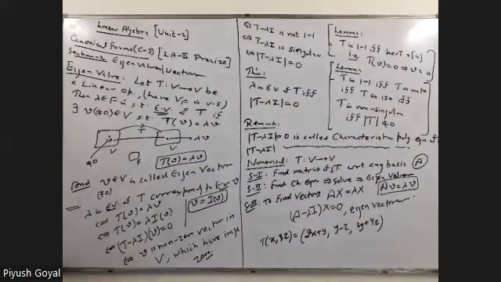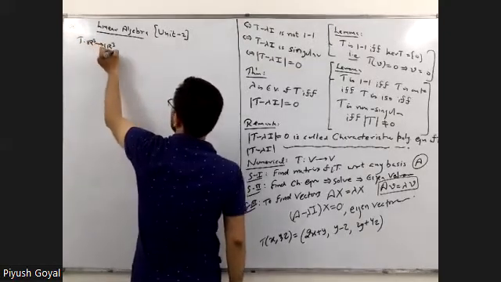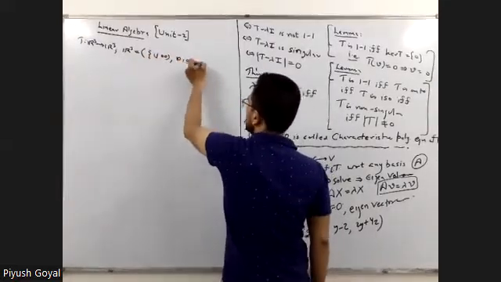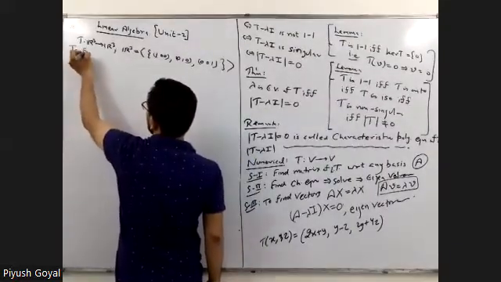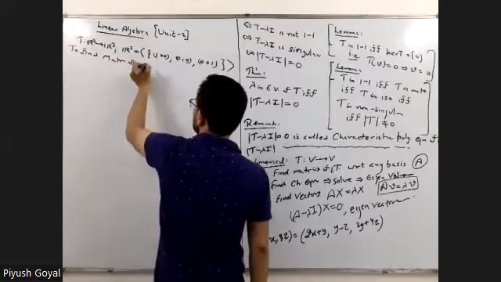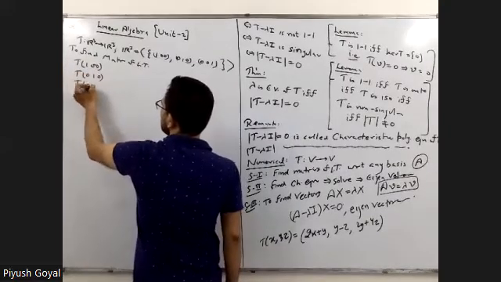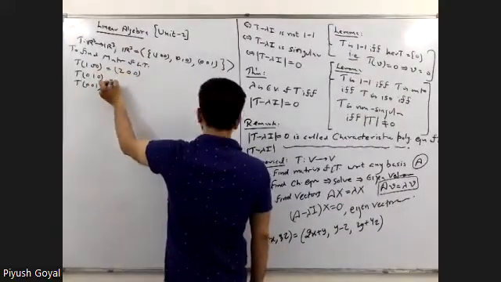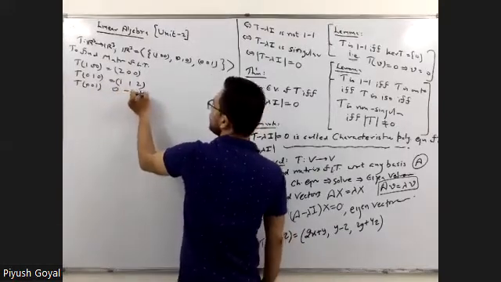So how to find matrix of linear transformation? You say T from R cube to R cube is given, and R cube has basis. We know it has basis (1, 0, 0), (0, 1, 0), and (0, 0, 1). So this is your basis. Now to find matrix, step 1 is to find T(1,0,0), T(0,1,0) and T(0,0,1). I hope you know this. When you put this, it will become (2, 0, 0), then it will become (1, 1, 2), then it will become (0, -1, 4).